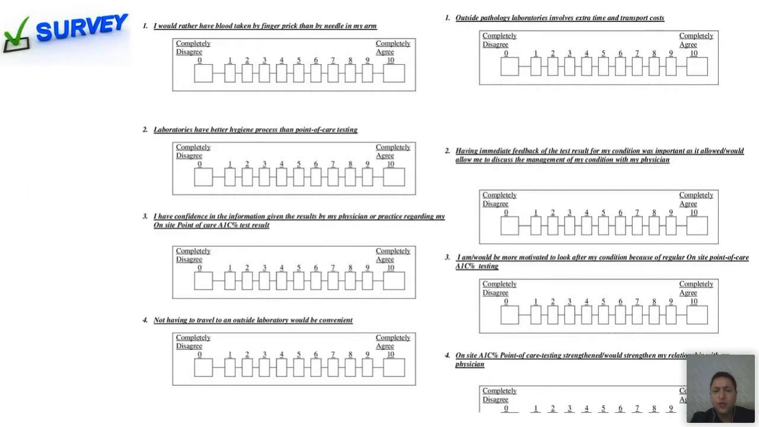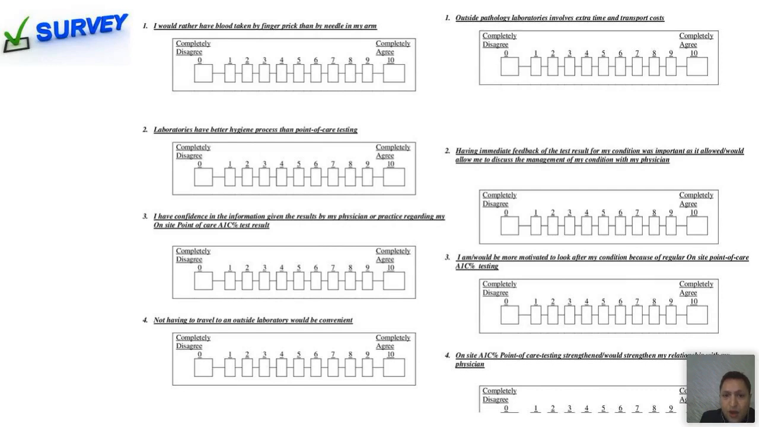We developed and distributed this survey. We gave it to all of our patients who accepted to do the HbA1c testing as a point of care in our diabetes and endocrine department, and it covers all the aspects from the patient perspective, including whether they are happy with the finger prick, because point of care testing is based on a finger prick. It does not require a needle in their arm.